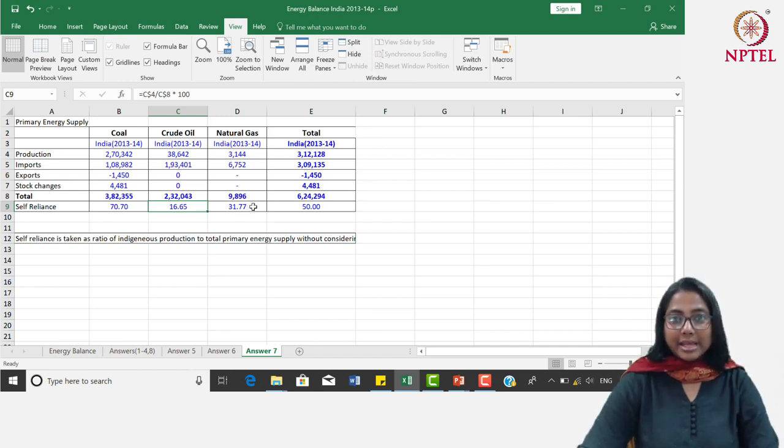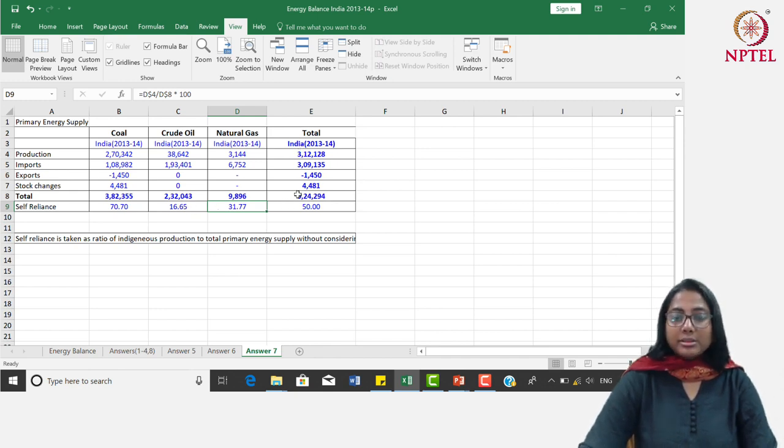Third, if you look at natural gas, the self-reliance is only a little over 31%, and the rest of it India has to import. India started emphasizing natural gas, but the domestic supply has become really limited because of the lack of discovery and lack of extraction. So you can see that other than coal, for crude oil and natural gas, the self-reliance in India is very, very low. For these fuels, India really needs to rely on other countries.